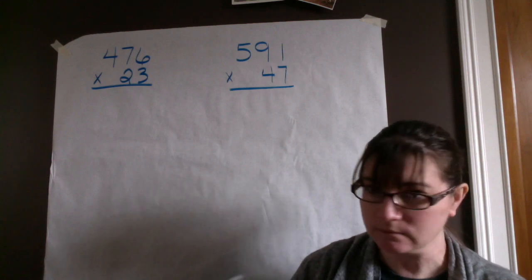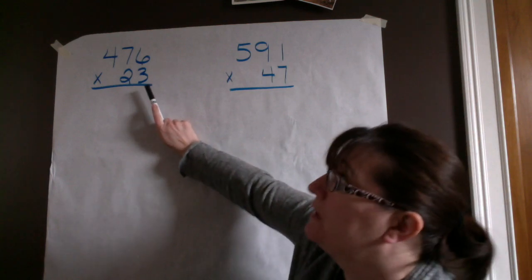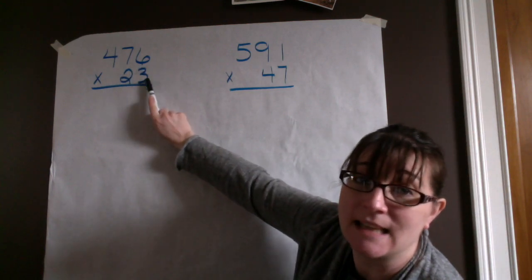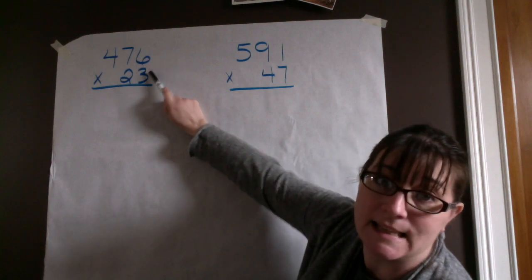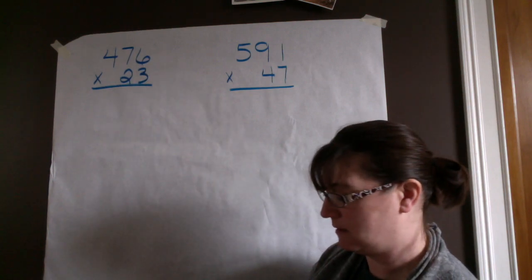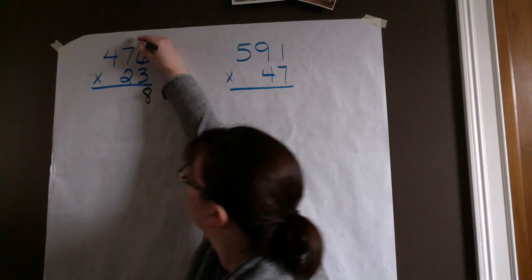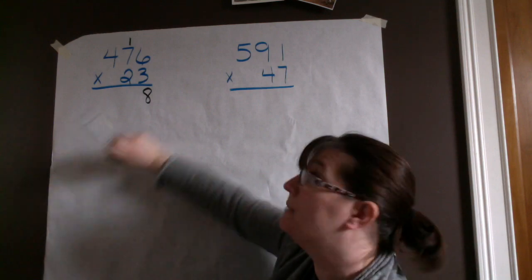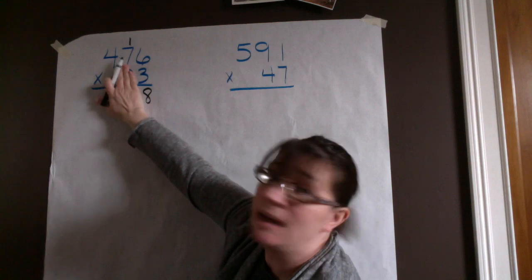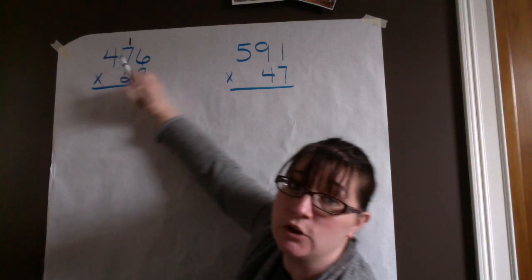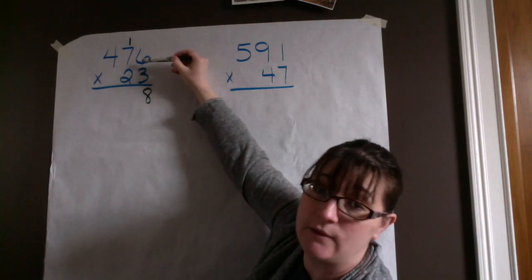Okay, so pretty basic. We'll start here with this one, 476 times 23. So we start with our ones place. Take 6 times 3, which is 18. Put down my 8, carry my 1. I'm still working with my ones place. Do not go to this 2 until you've taken 3 times every number up here, the 476.